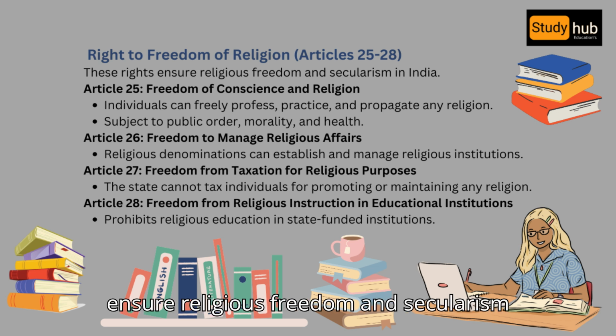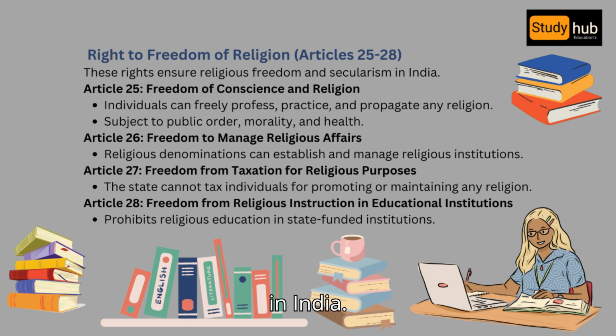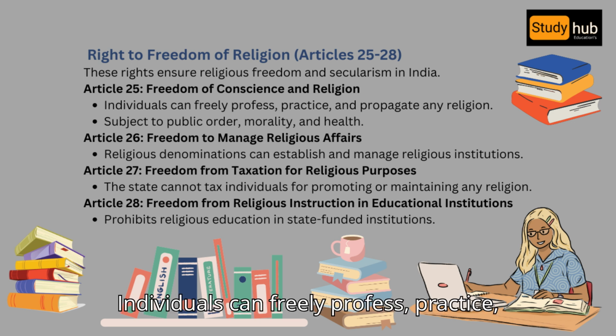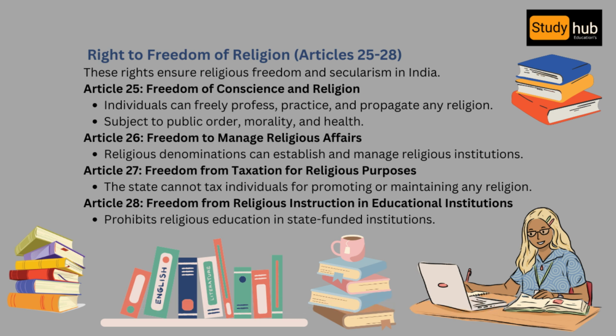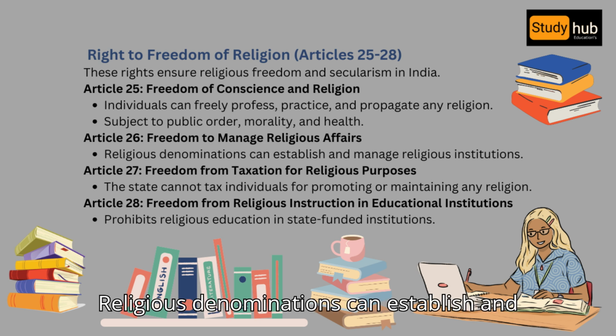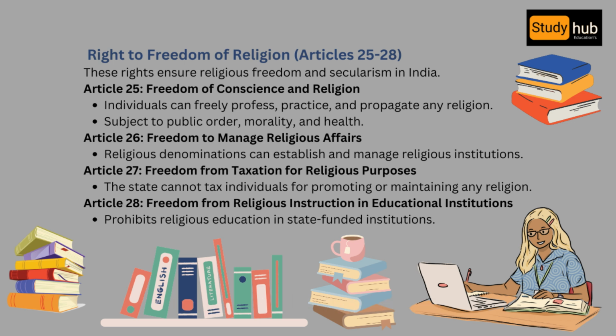4. Right to freedom of religion, Articles 25 to 28. These rights ensure religious freedom and secularism in India. Article 25, Freedom of conscience and religion. Individuals can freely profess, practice, and propagate any religion, subject to public order, morality, and health. Article 26, Freedom to manage religious affairs. Religious denominations can establish and manage religious institutions.